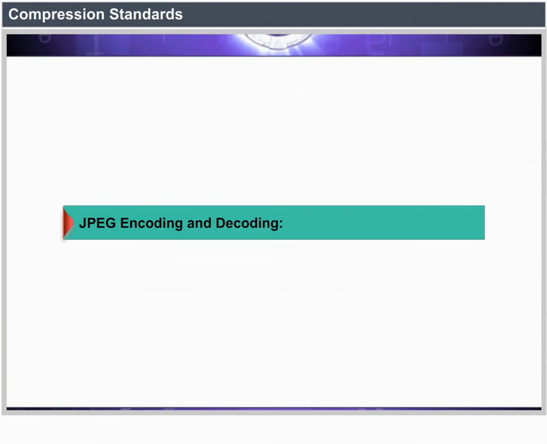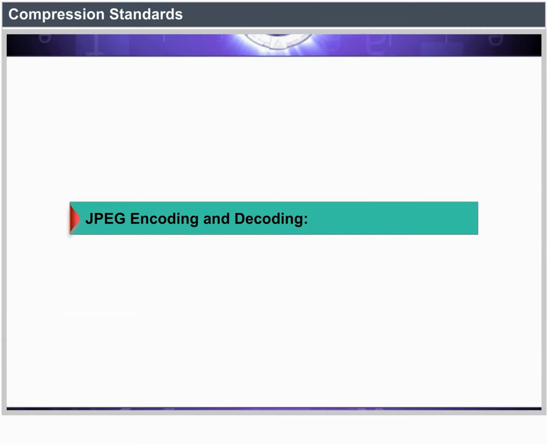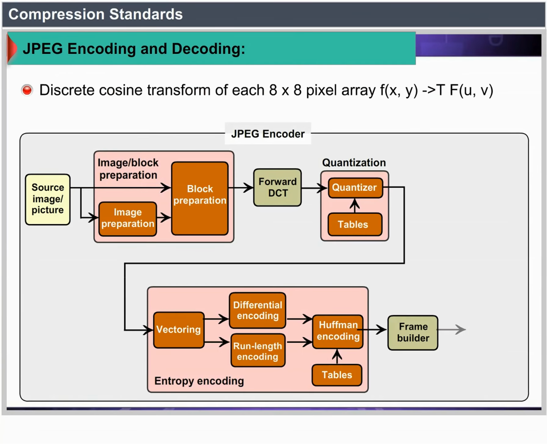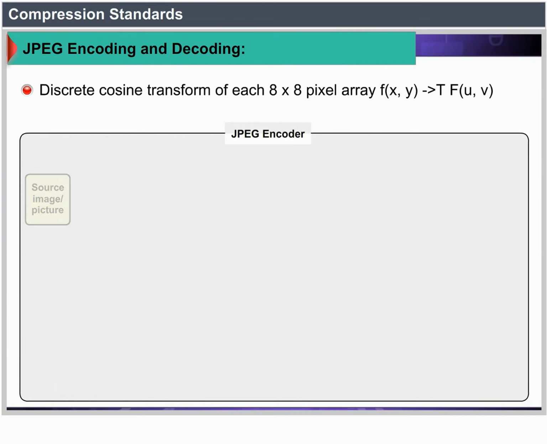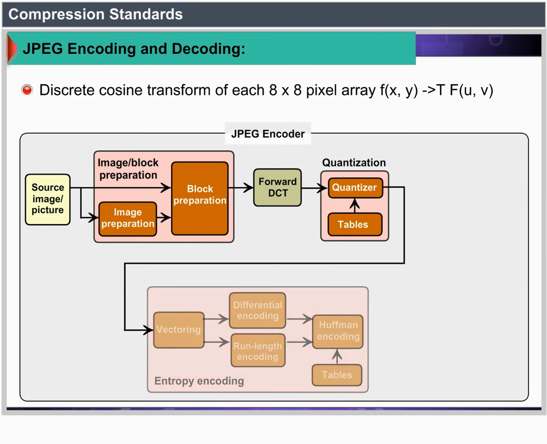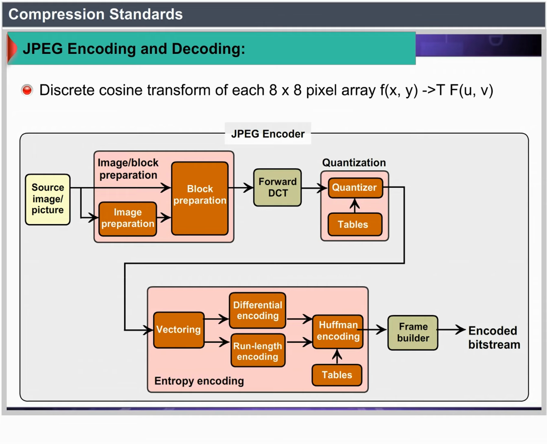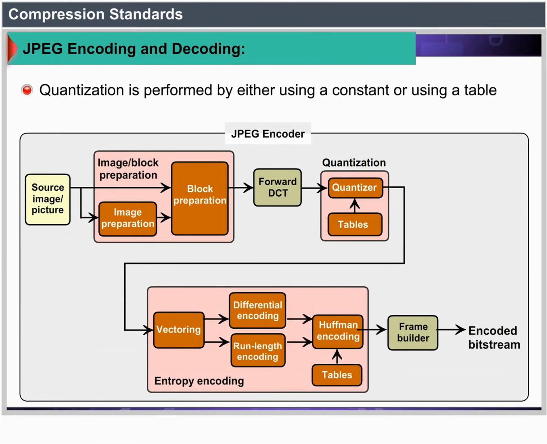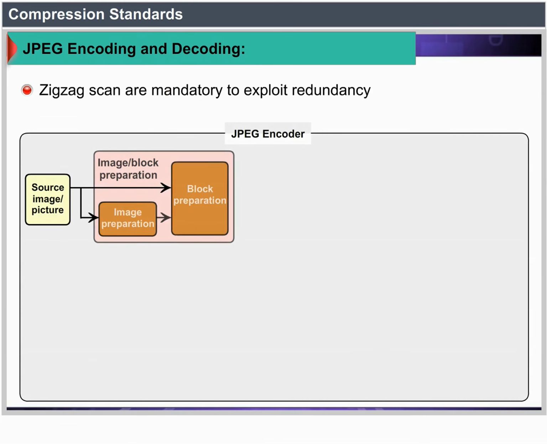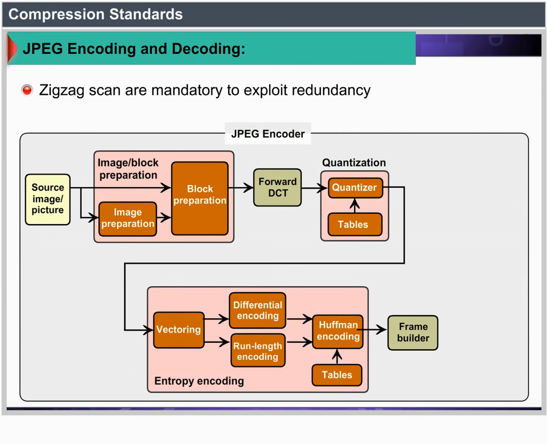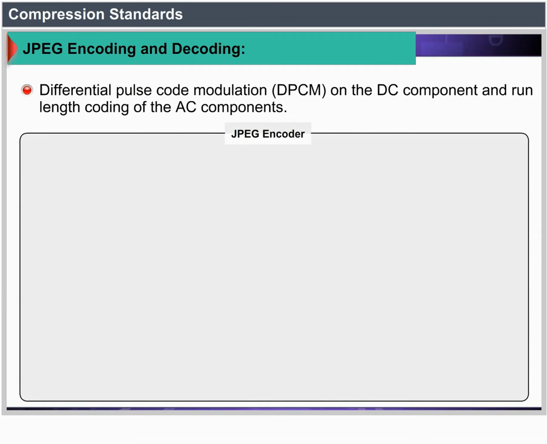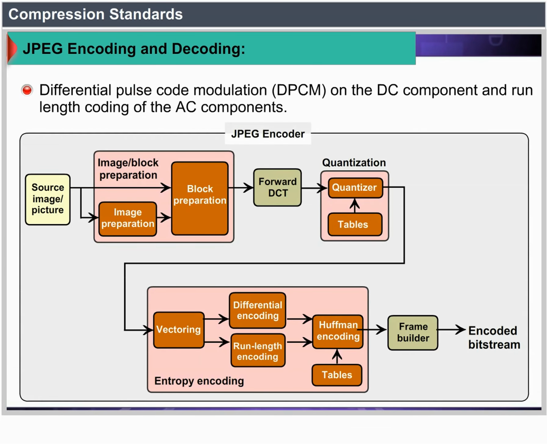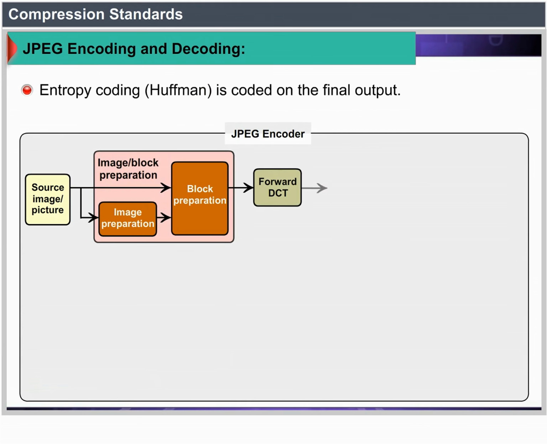JPEG encoding and decoding. Discrete cosine transform of each 8 by 8 pixel array f(x,y) leads to T(f)(u,v). Quantization is done by using a constant or using a table. Zigzag scan to exploit redundancy. Differential pulse code modulation, DPCM, on the DC component and run-length coding of the AC components. Entropy coding, Huffman, of the final output.